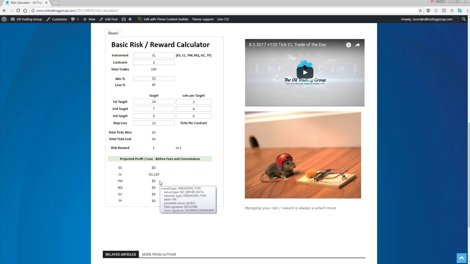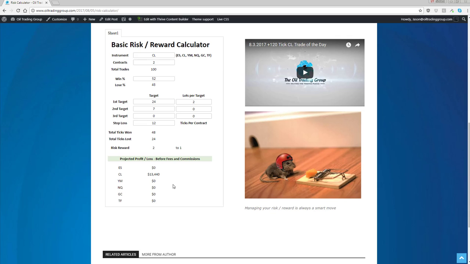All right, so one more thing here that we'll look at before we move on is let's change this target. If you've got a 12-tick stop, let's make this a 24-tick target, and we'll make that an even 2-to-1. Then you can see that your CL is $13,440 at a 52% win rate on 2 contracts if you are consistently coming in at 2-to-1 risk reward over the course of 100 trades. So anyway, that's the basic functionality.